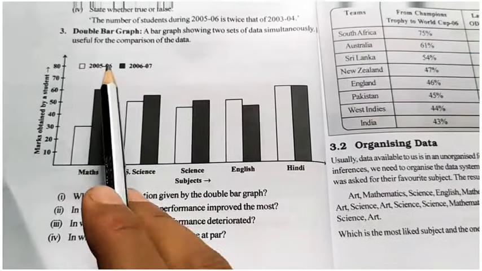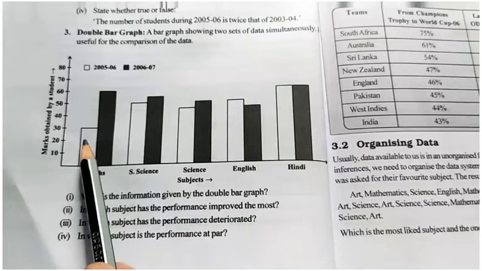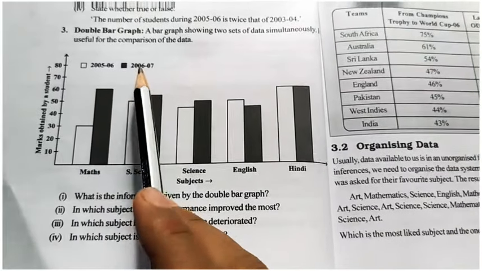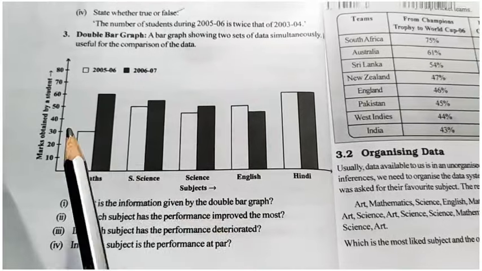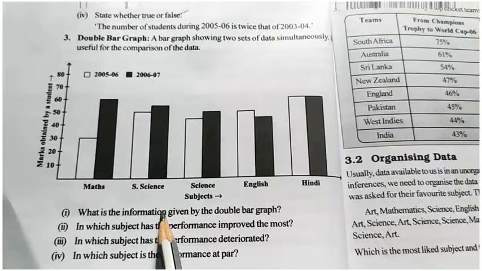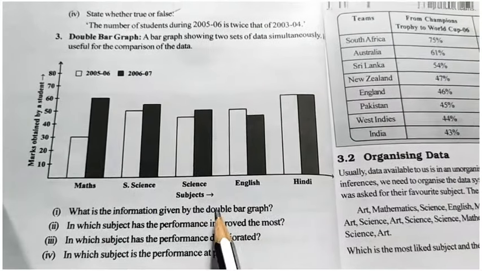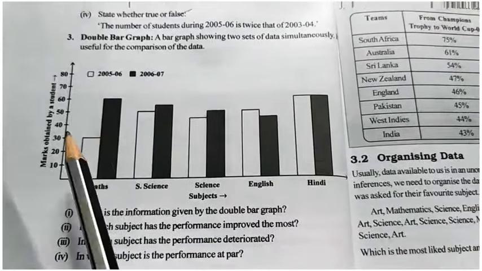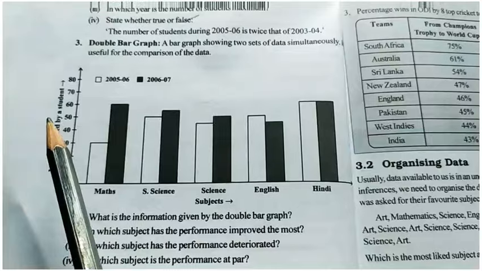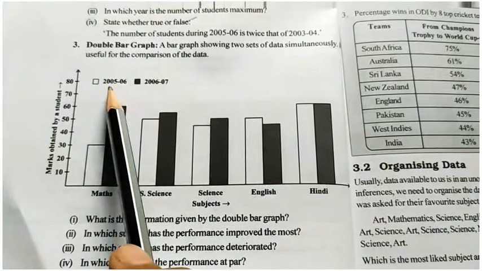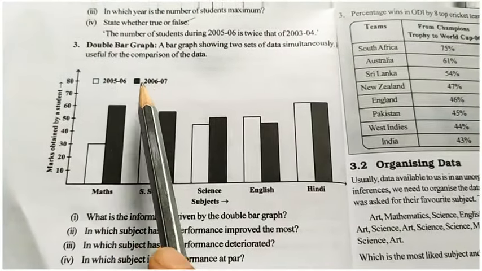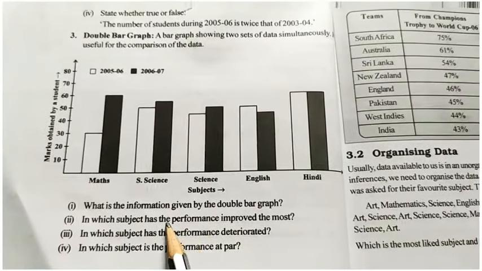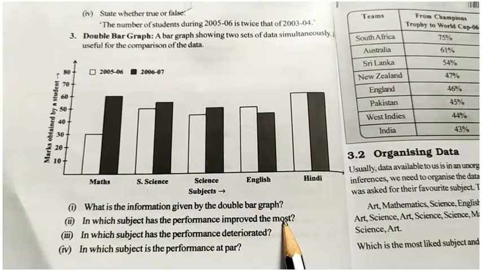In maths, the white color gives us the 2005-06 academic year, and the black color gives us the academic year 2006-07. What is the information given by the double bar graph? The double bar graph gives the information about the marks obtained by the students in the academic years 2005-06 and 2006-07. In which subject has the performance improved the most?